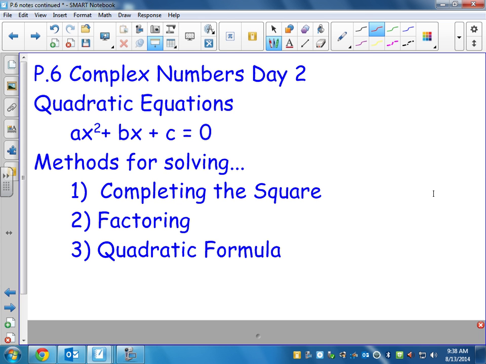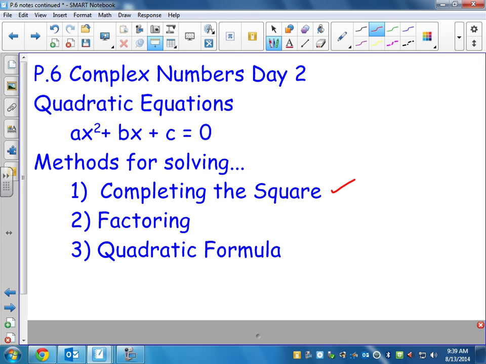Some people hate factoring, and some people are really bad at factoring. The great thing is you don't have to factor when you're solving these because completing the square and the quadratic formula always work. Factoring doesn't always work because some things aren't factorable. We already did completing the square, so I'm not going to touch on that one today unless we decide on one that we want to do by completing the square.